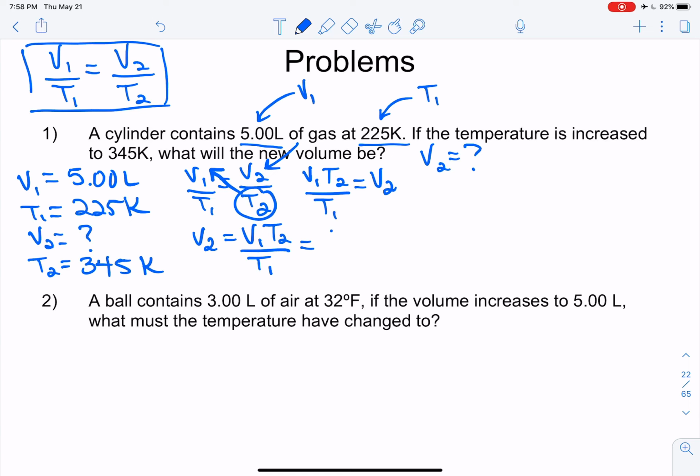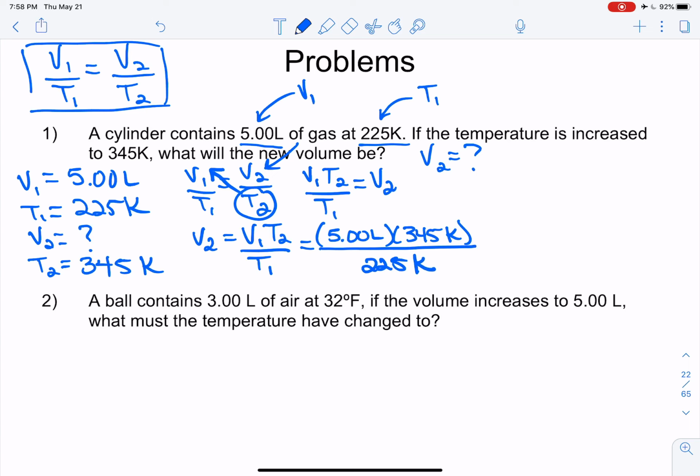So V1 is 5 liters, and T2 is 345 Kelvin. Now be very careful at that point, because what your brain is going to want to do is V1 T1, but it's not correct. We have V1 T2. So be careful there. That is an extremely common student mistake. And on the bottom we have T1, which is 225 Kelvin.